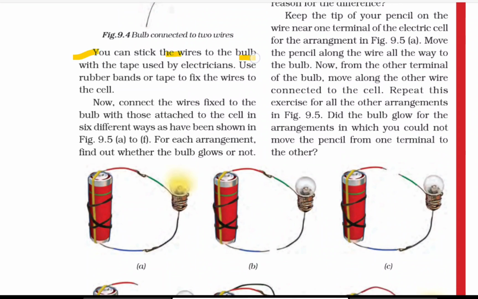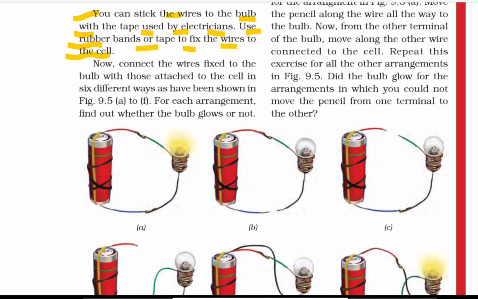You can stick the wire to the bulb with the tape used by electricians. Use a rubber band or tape to fix the wire to the cell. Now connect the wire fixed to the bulb with those attached to the cell in 6 different ways as have been shown in figure 9.5 A to F. For each arrangement, find out whether the bulb glows or not.